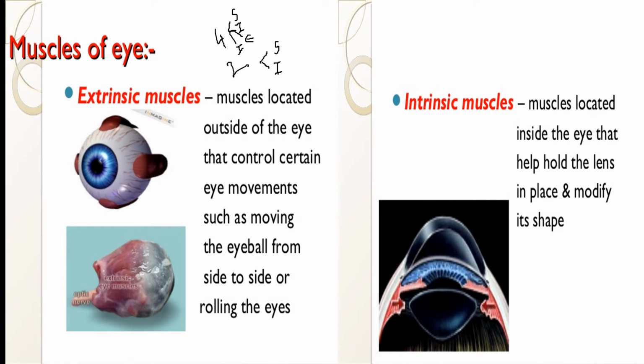Now coming to these extrinsic muscles, they are attached to the sclera part of the eye and they help in movement of the eye in all directions. And if you look at the intrinsic muscles, they are present inside the eye and they are responsible for holding the lens on either side, and their size is adjusted accordingly to the distance of the object.